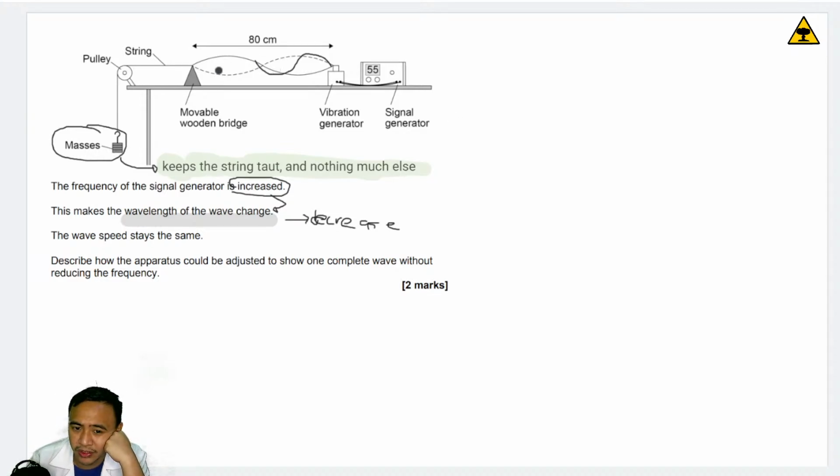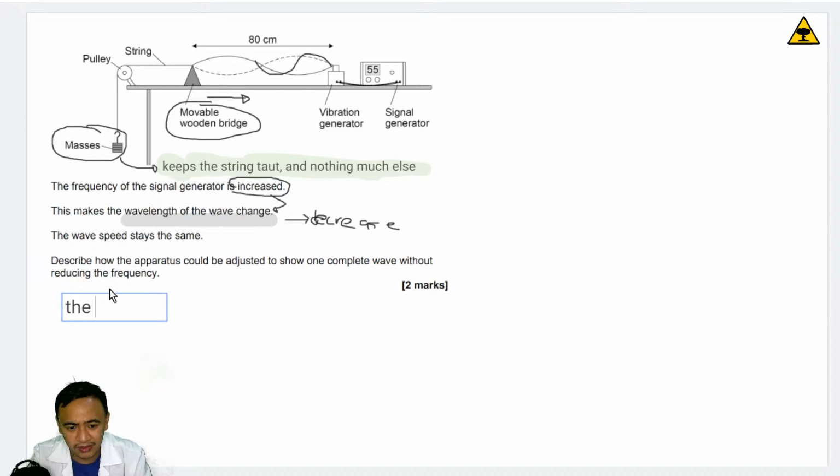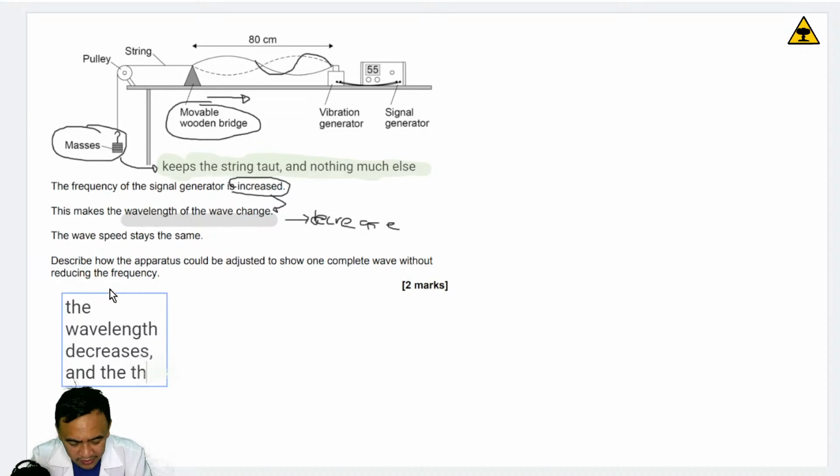So what can you do to get your one full wavelength? You can move the bridge more to the right. Okay, move the bridge to the right. So that would be your 2 marks, identifying what kind of change is happening. So you have to say this: the wavelength decreases.